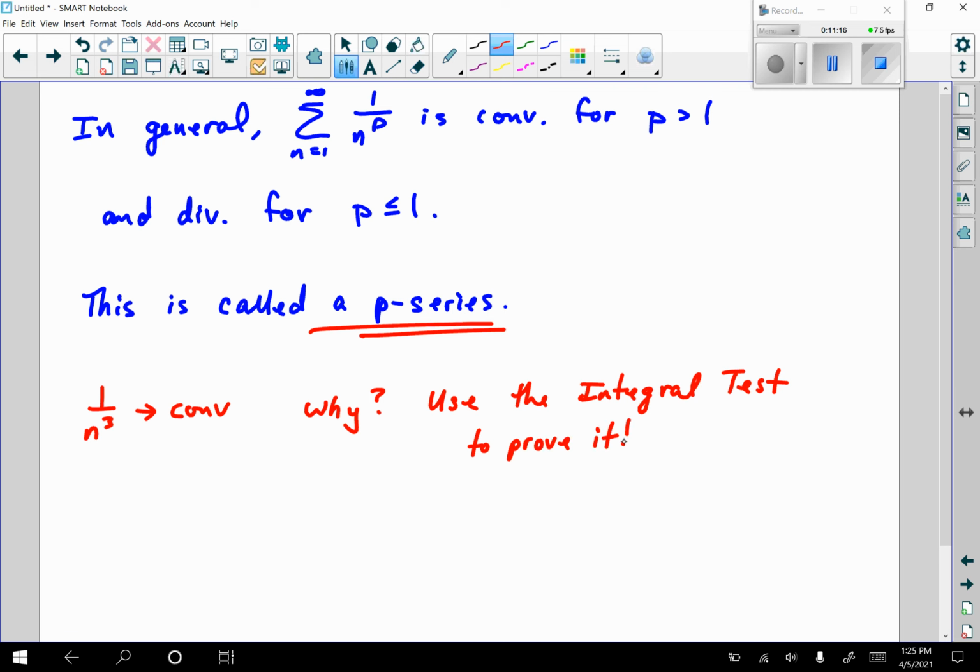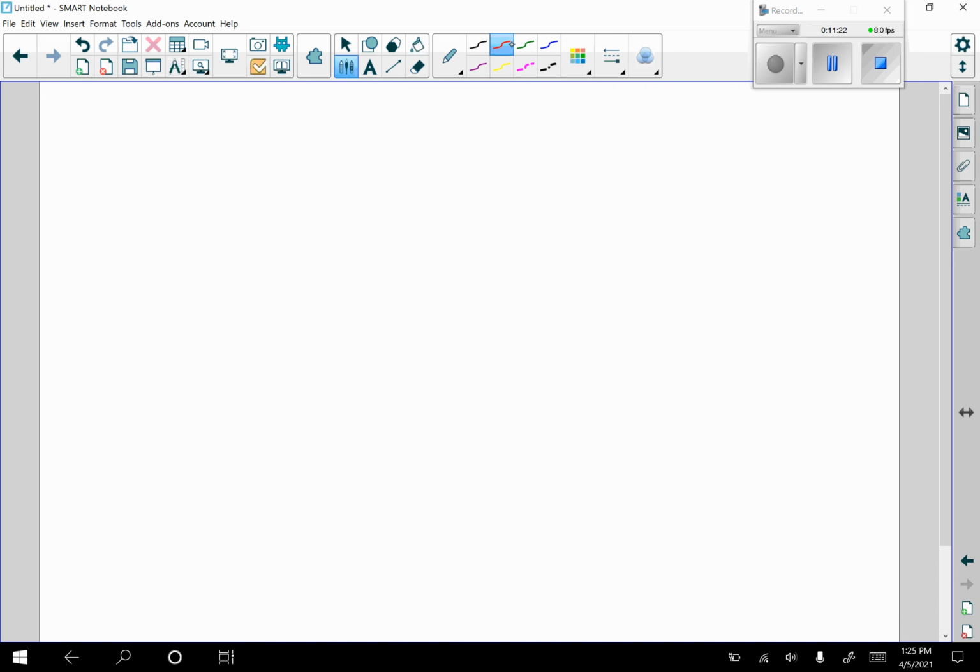All right, so like I said, we're just going to go through 5 or 6 examples. And in all of these examples we are just answering, are these series convergent or divergent?